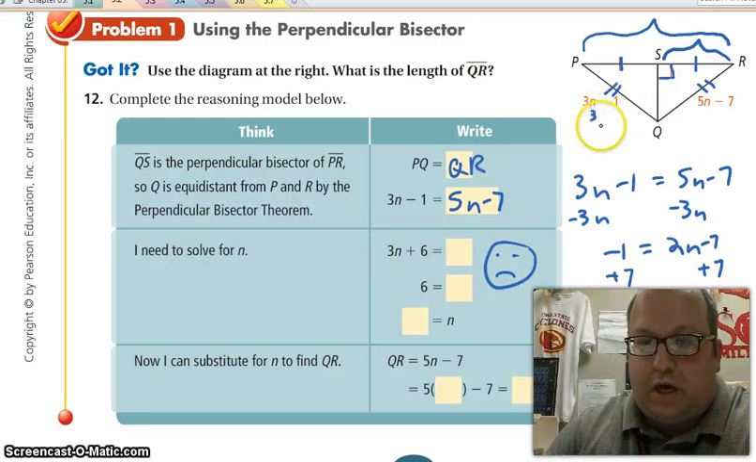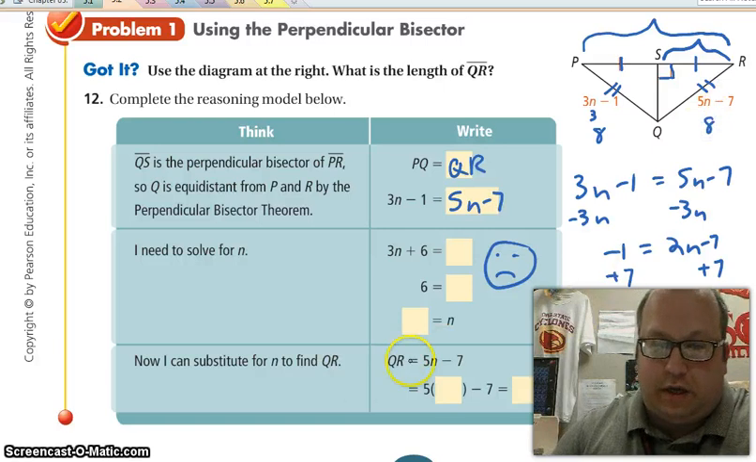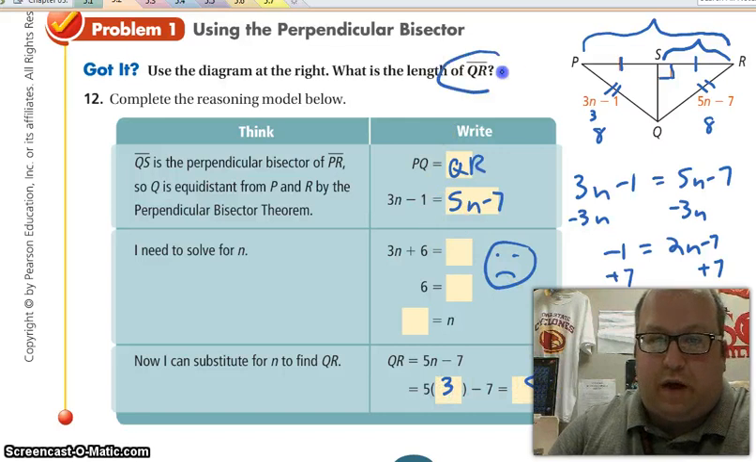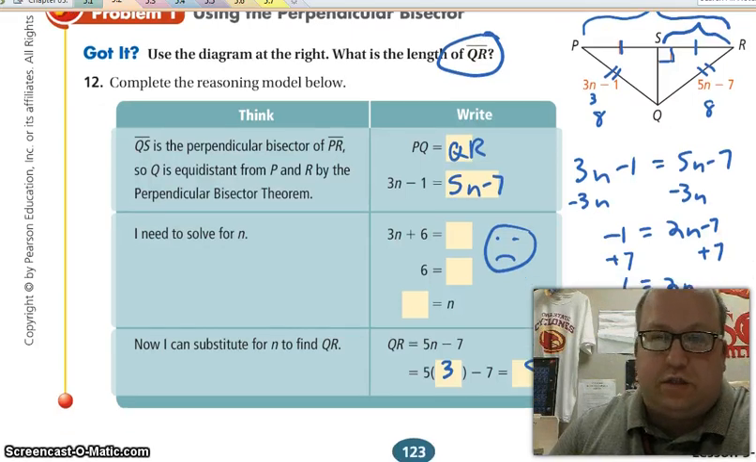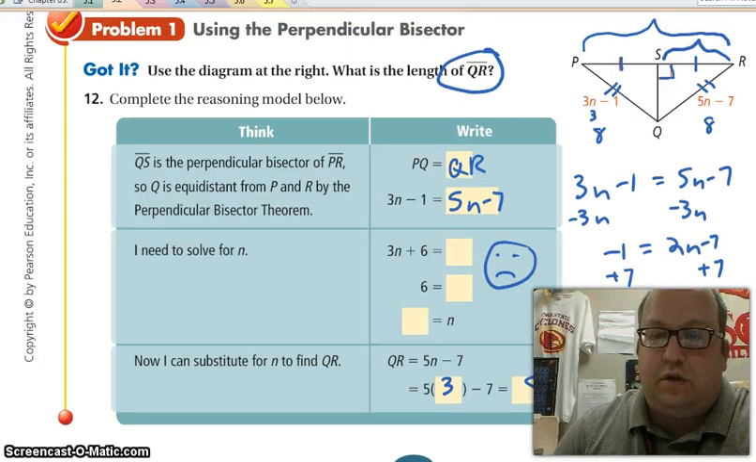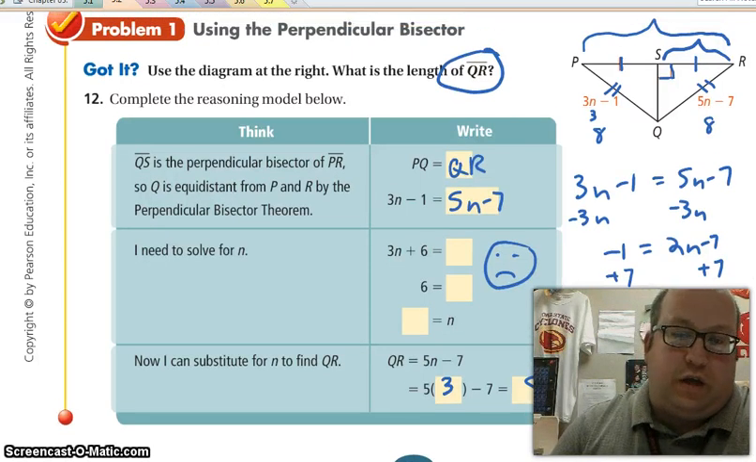3 times 3 is 9 minus 1 is 8. 5 times 3 is 15 minus 7 is 8. Okay, I like that. All right, 5 times 3 minus 7 equals 8, because remember, we're always going to look back. What was it asking for? The length of QR. It was not asking for n. That's one step on the way to the solution. All right, so if you need to hear that again or follow that algebra again, I went through it kind of quickly, you can back the video up and watch it.